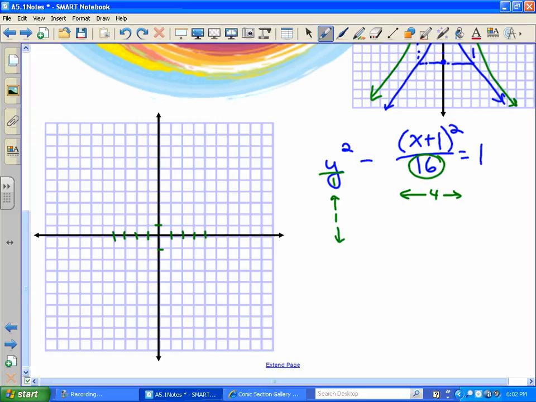3, 4. So normally my rectangle would be right here, but because of this part up here, right, my x plus 1 means that I shifted it to the left 1. So I'm just going to go to the left 1. I guess it should be dotted. Okay, so now my center of my box, if you want to think about it that way, is negative 1, comma 0.